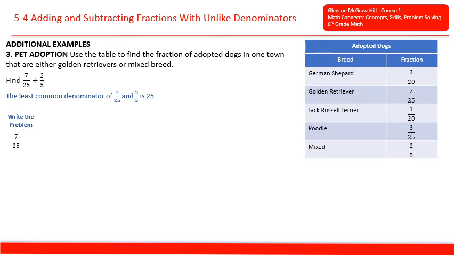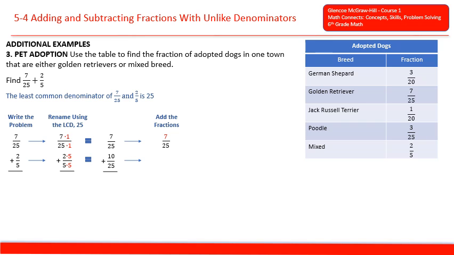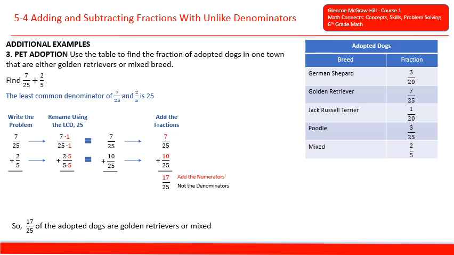If we write the problem, we have 7/25 plus 2/5. 7/25 we can leave the same, so we use the identity property to multiply by 1 over 1. And we need to multiply 5 times 5 to get 25, so we'll multiply 2 times 5. We get 7/25 plus 10/25, and if we add that up, that gives us 17/25. We added the numerators, but not the denominators. So 17/25 of the adopted dogs are golden retrievers or mixed. And remember, we added because we could find one or the other.